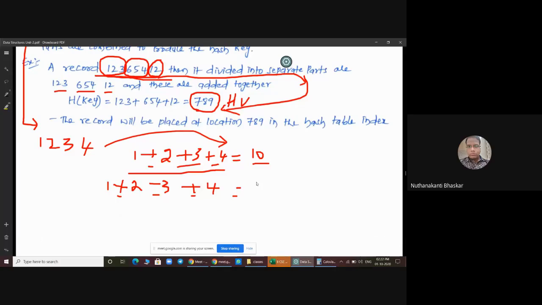What is the output here? 4, sir. 4. Now we are going to insert 1, 2, 3, 4 at the fourth index of your hash table.